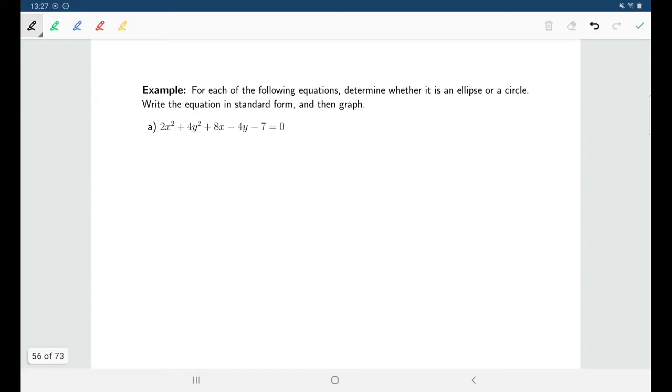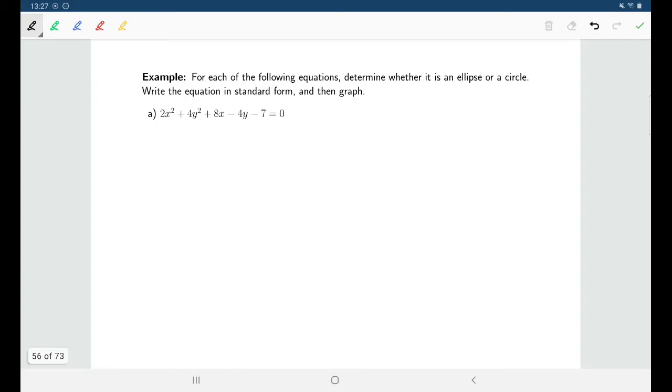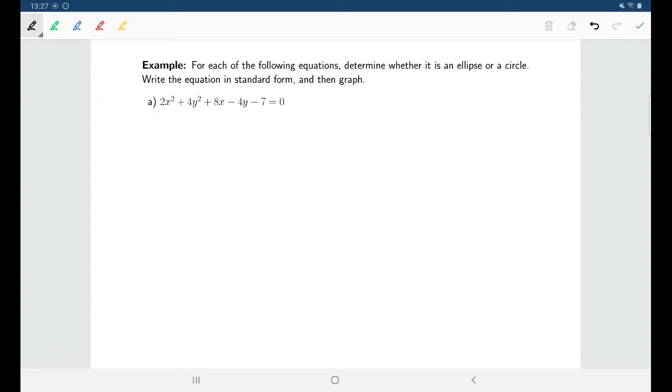So what we're going to do now is look at a couple of examples. We're going to have things written in this more general form, x squareds and y squareds and x's and y's and constants. We're going to rewrite it in standard form once we figure out whether it's the ellipse or the circle that we have. And then we'll figure out the relevant features and then graph from there.